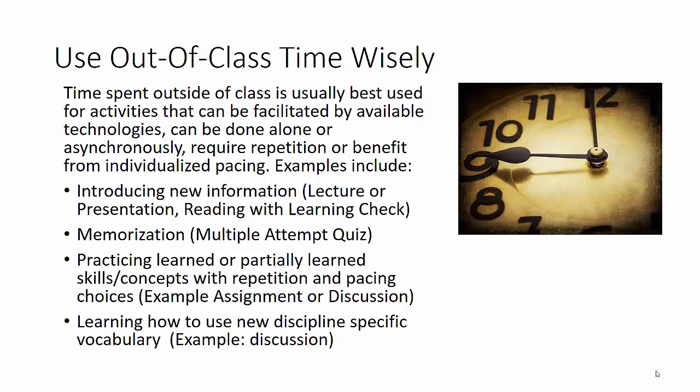Next, practicing learned or partially learned skills and concepts with repetition and pacing choices. You can set up assignments that give students the opportunity to practice something that they've learned under your tutelage, or that they have been doing some things but need more repetition, or might need individualized pacing, some students taking longer than others. Some examples are setting up an assignment or online discussions that give students these opportunities.